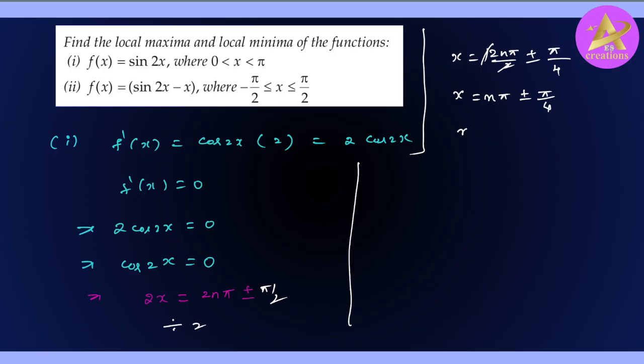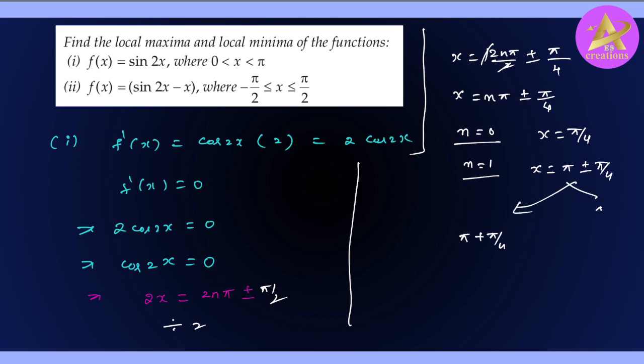Now what you have to do is substitute n equal to 0, we get x equal to π by 4, and n equal to 1, we get x equal to π plus or minus π by 4. From here again you get two values: one is π plus π by 4 and the other is π minus π by 4. Simplify, we get π by 4, and here we get 3π by 4. Now we have to check whether these points are present in this interval or not.